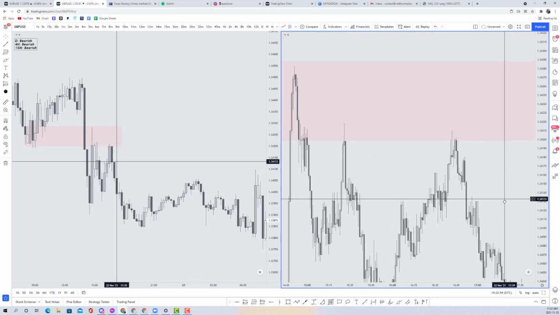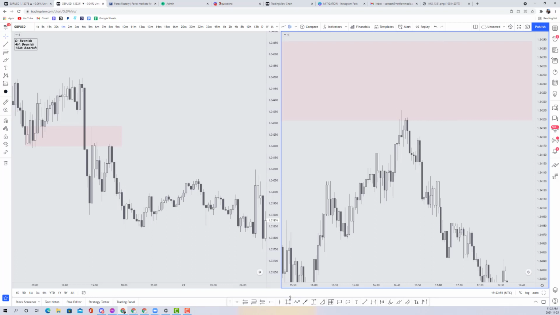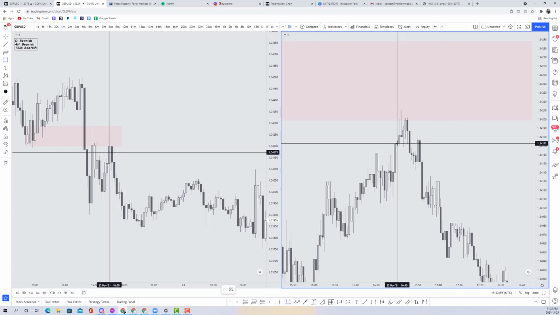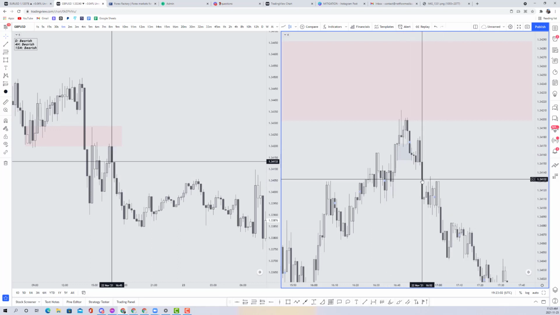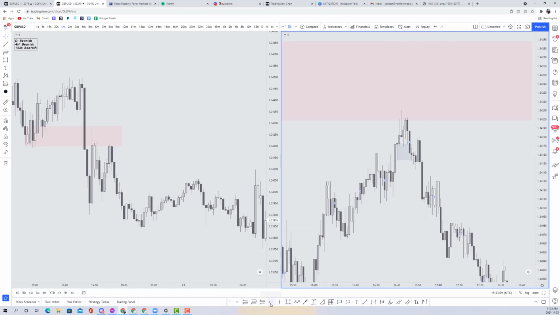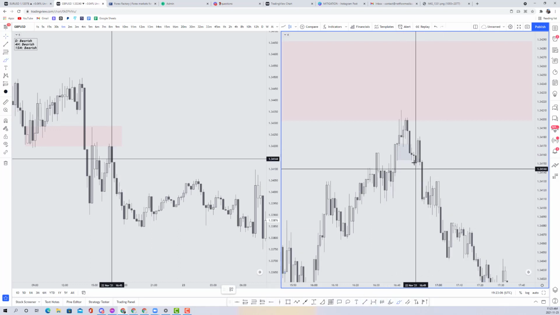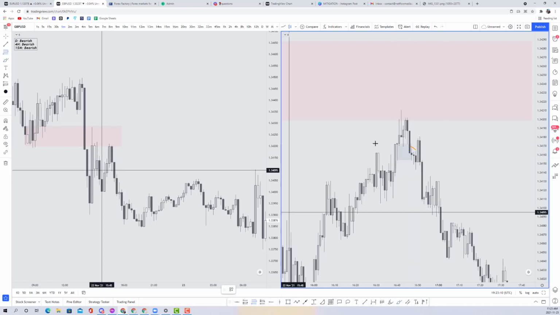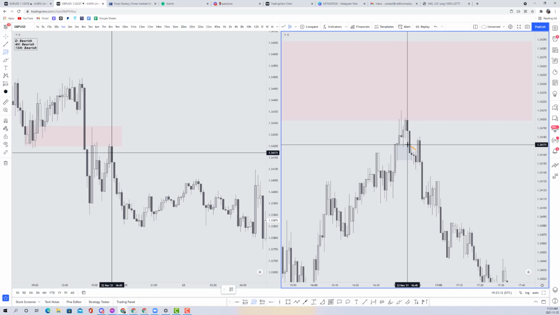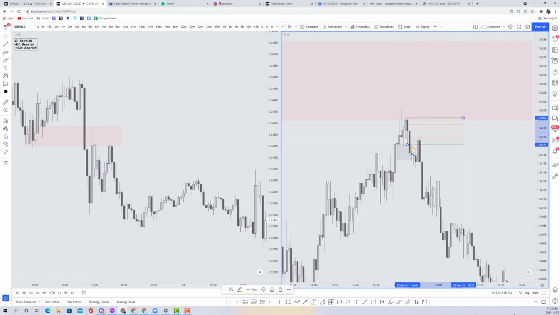And if we just zoom in and look at this closely, the last sort of demand was this wick here, and we came right through it. You have your little bit of inducement right here, and usually we put our order just above the inducement, and this would be my order.